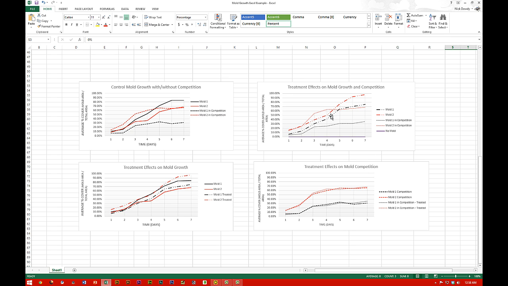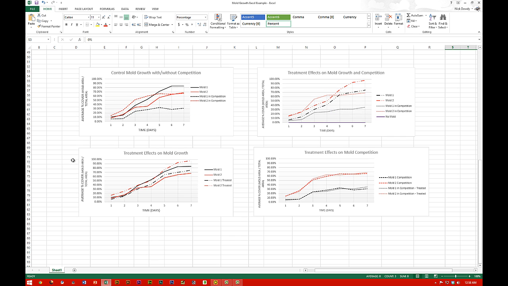Now if you look at this graph, it's kind of confusing. I mean, this is an easy way to see how treatment affects mold growth and competition. But that's not really our fundamental question. Our fundamental question is, how does our treatment affect mold growth, normal mold growth, and normal mold competition? So really we're asking a question about treatment effect in comparison to the control growth, which is why we did our controls in the first place. So you really want to be going for graphs like these, which compare treatment and control.